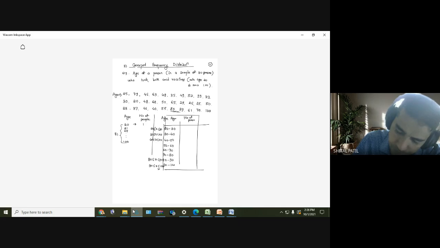Number of persons, number of peoples. Okay, so 20 to 30. See, where is the 20? You can find it: 20, 23 is also included, 26 is also included, 3, 4, 4. Okay, then 30 to 40. Acha, this one is also remaining, 5.